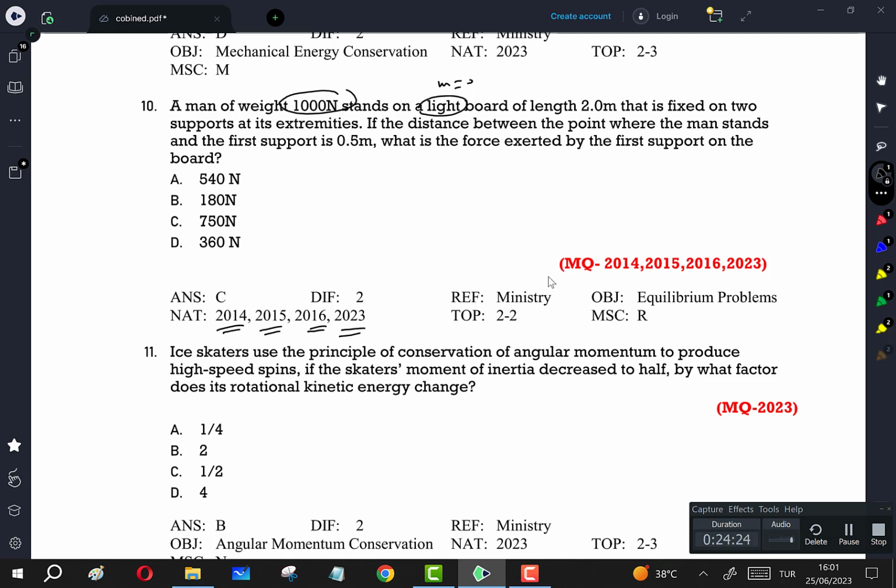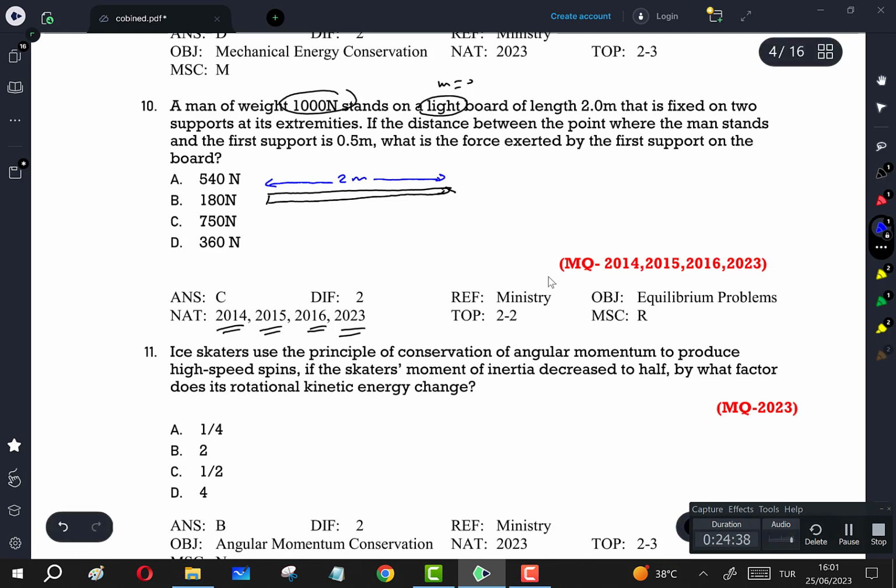So I'm going to draw a 2 meter long board. This is a 2 meter long board. And let's indicate the distance of 2 meters from one end to the other end. It's the length of the board. It's fixed on 2 supports at extremities, ends. One support is at one end, the other support is at the other end. And there is someone on this light board. You should label first and second. This one I will say first, this one I will say second.